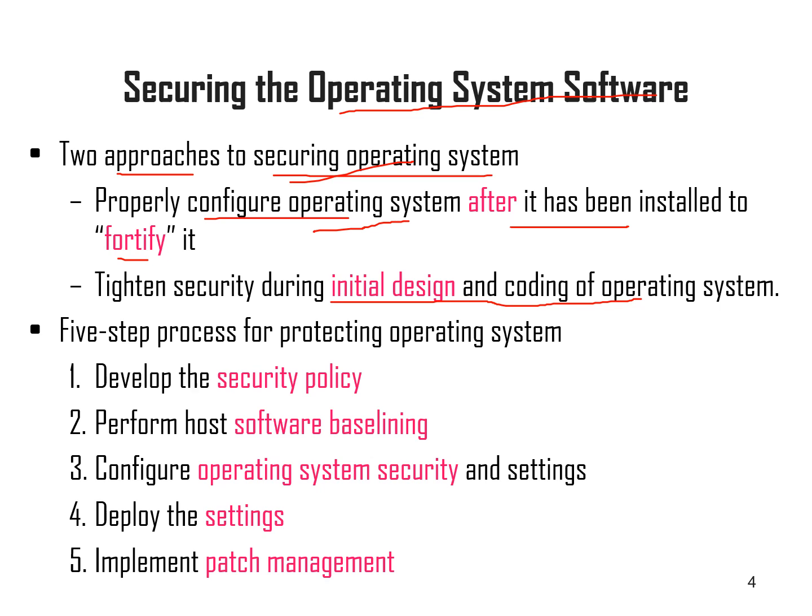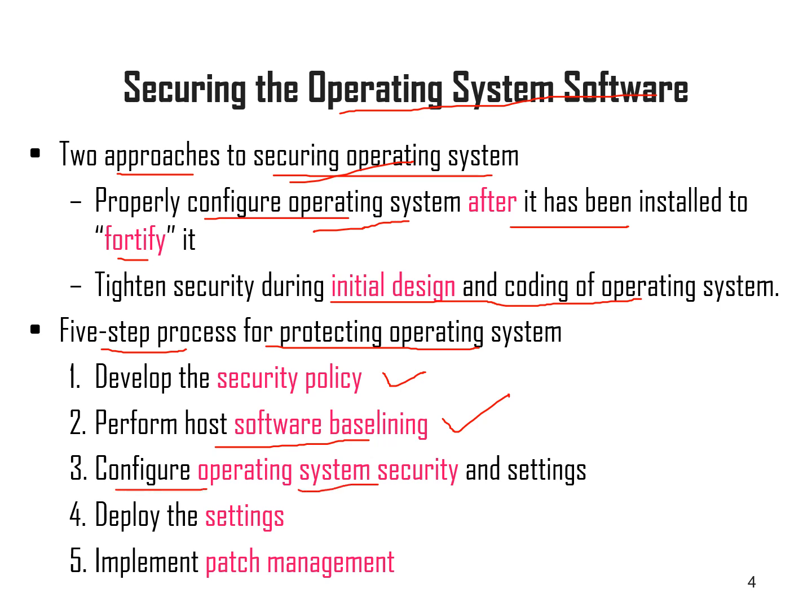There are actually five steps in the process of protecting operating systems. The first step is to develop the security policy. Every organization has its own security policies, so we have to develop our own. Then perform the host software baseline. This is a kind of checklist for every host. We define a checklist that every user handling that particular OS and host has to follow.